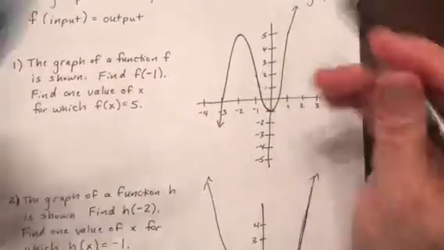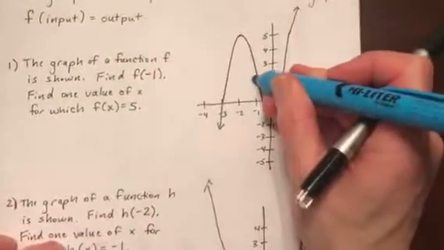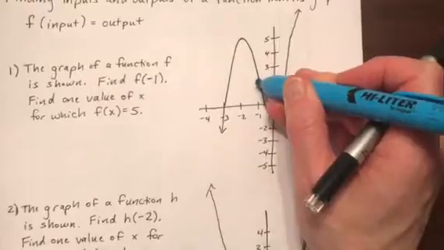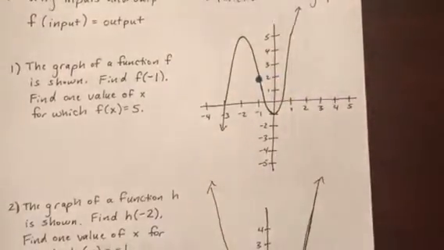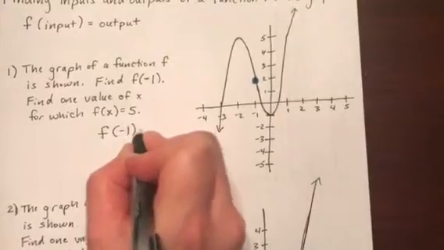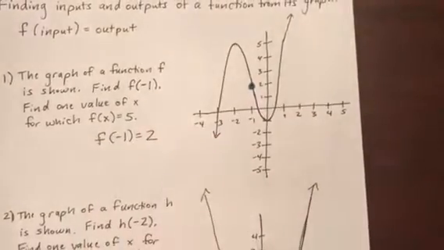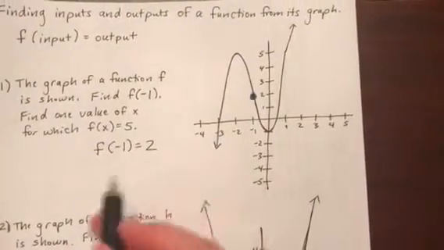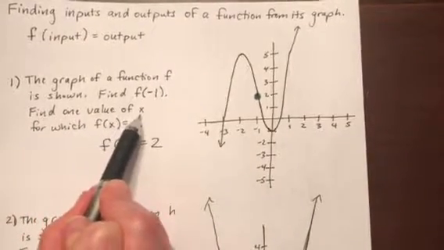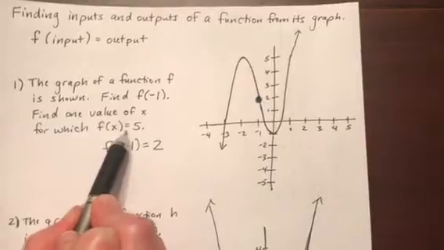And so what function value corresponds to that? If I go up here on my graph, I see that this point at -1 on the x-axis corresponds to a 2 on the y-axis. So I would say f of -1 equals 2. That's its value.